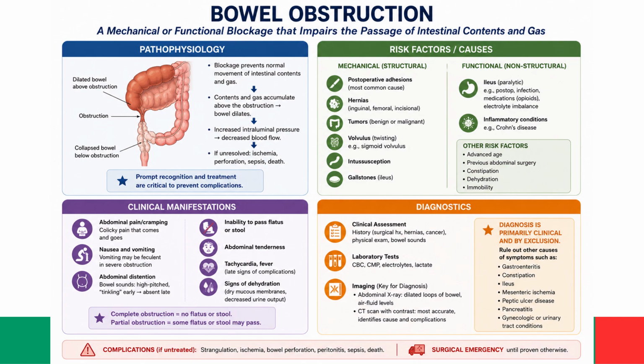Imaging is important for confirming the obstruction, determining its location and cause, and looking for complications. A CT scan is particularly useful because it can help identify a transition point, the underlying cause, and findings concerning for ischemia or perforation.